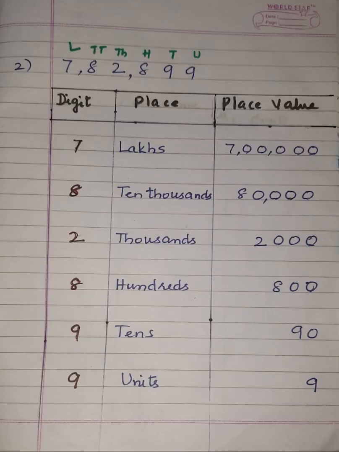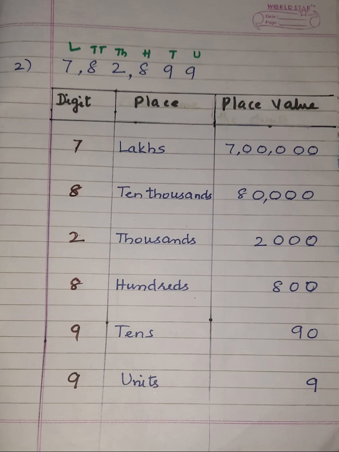Followed. Now our next sub question, children, is: the number given here is 7,82,899. Okay, the number given is 7,82,899. Now children, what you have to do is, as usual, write on the top of each digit their corresponding place values. Okay. Now the next step is the answer.